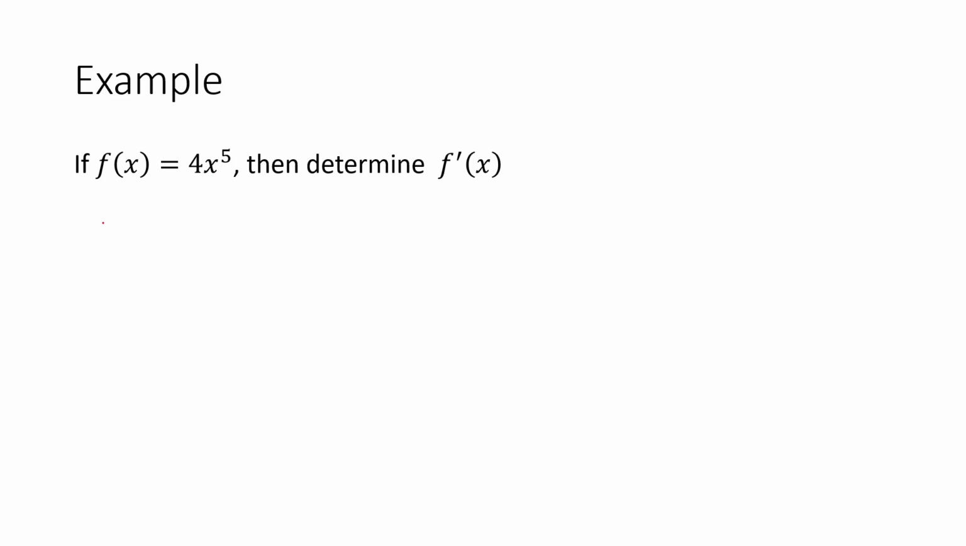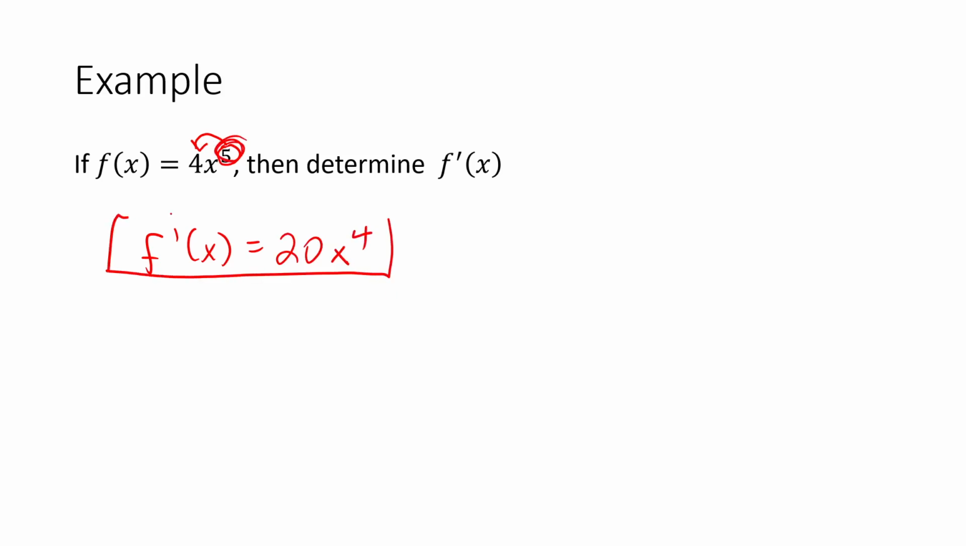So in this first example, if f of x equals 4x to the 5, then I can simply say that f prime of x is equal to 5 times 4 equals 20, x, subtract 1 from the exponent, 20x to the 4. That's my answer.